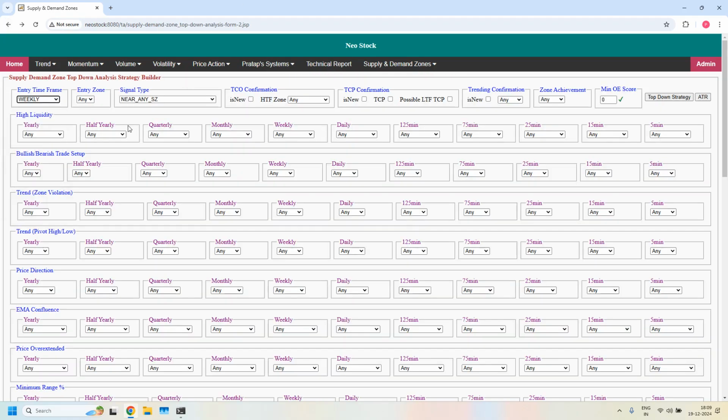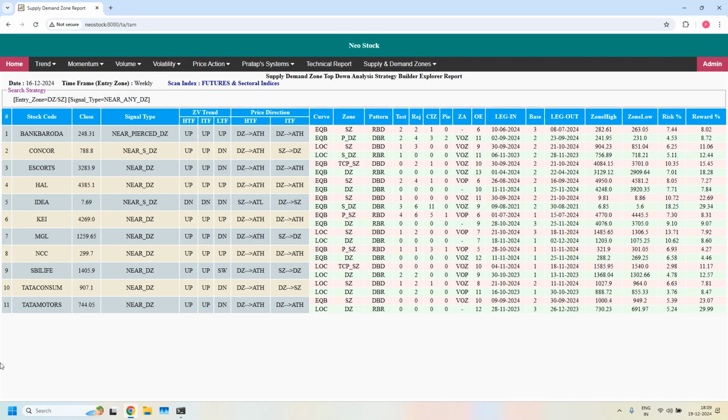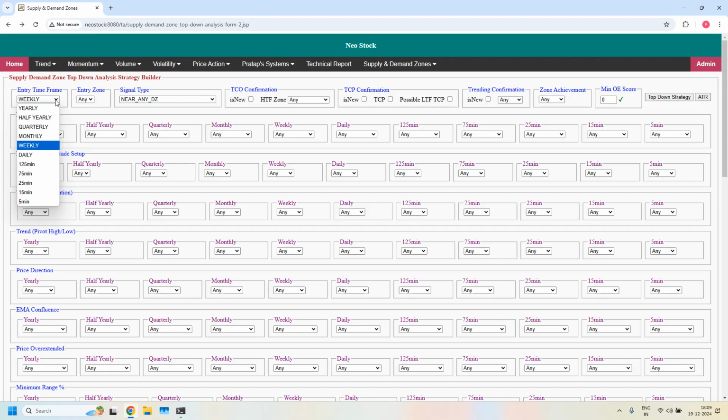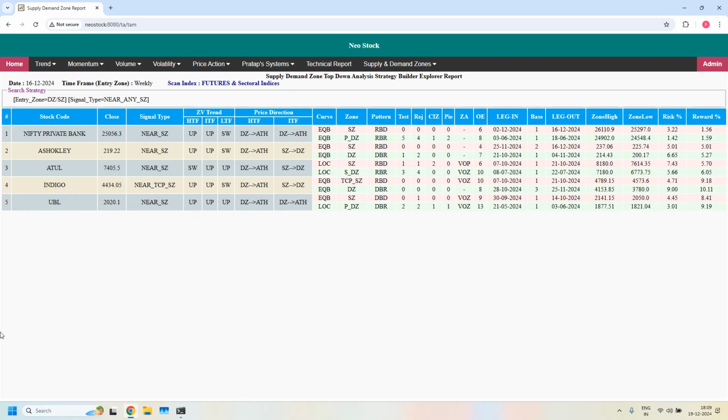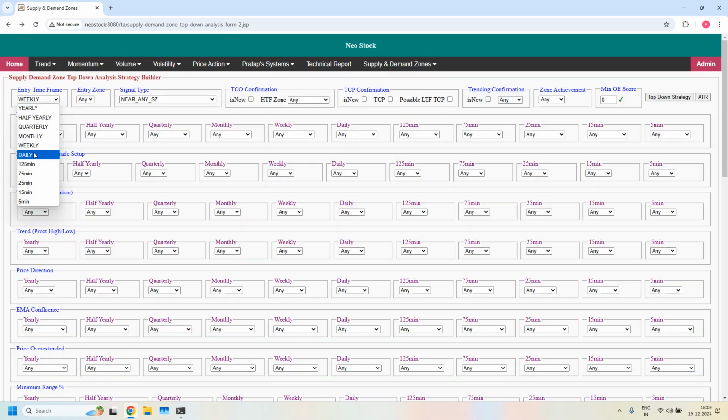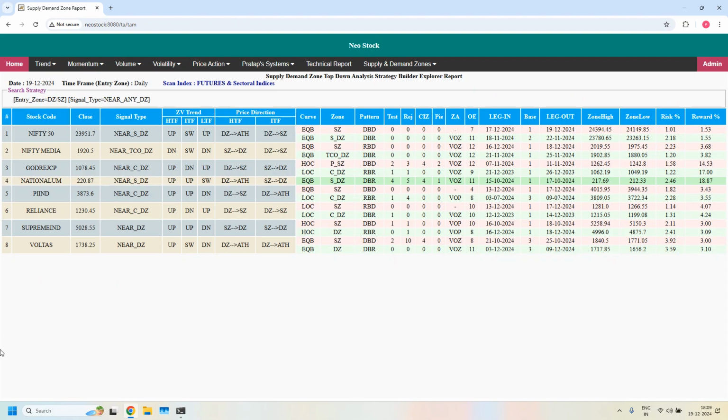Next time frame is weekly. Stocks near weekly demand zone. 11 stocks are filtered. Next, weekly time frame, stocks near weekly supply zone. 5 stocks are filtered. Next time frame is daily, stocks near daily demand zone. 8 stocks are filtered. We need to identify the daily high liquidity zones from this list.